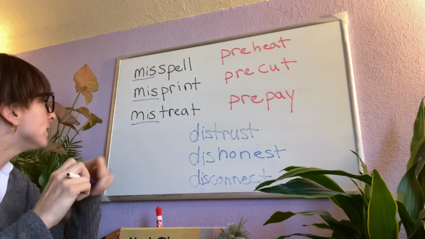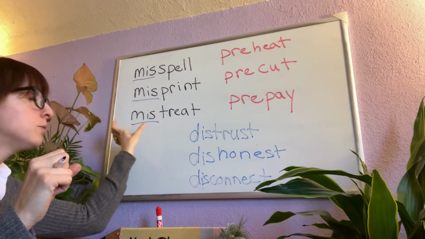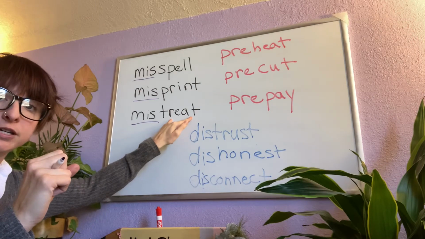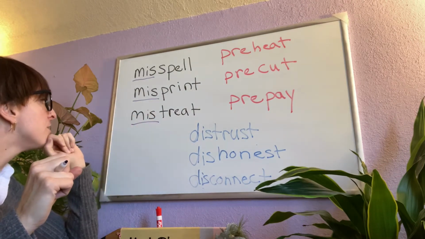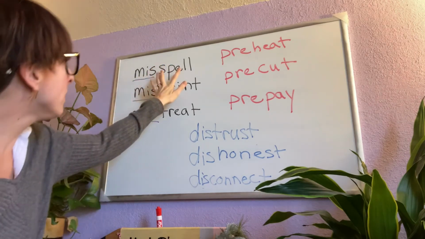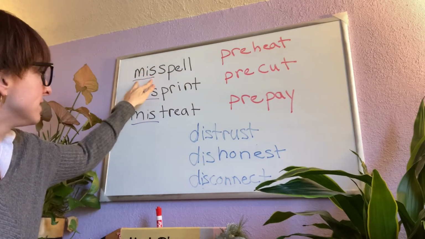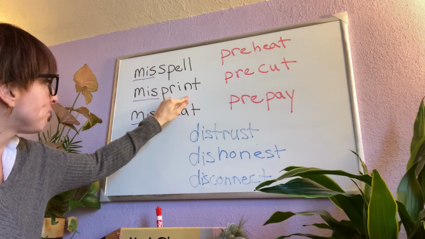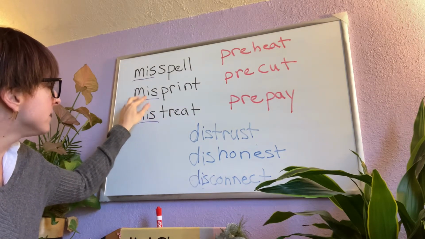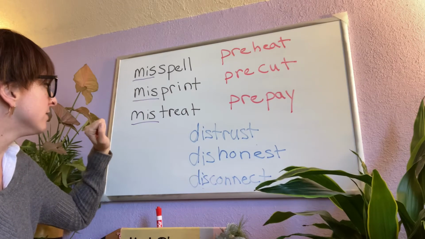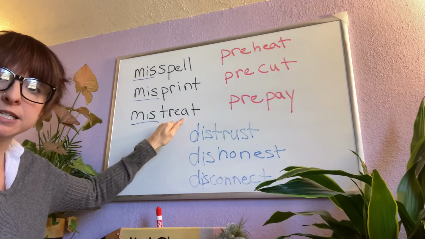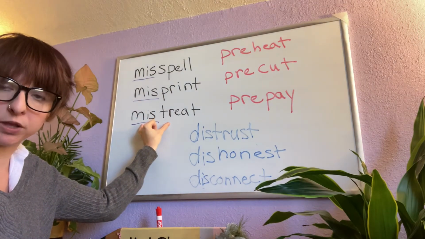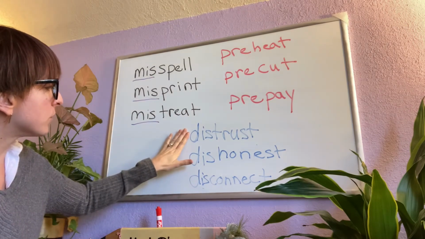Now these first 3 letters are a prefix. When you put this word part, this prefix, in front of a word, it changes the meaning of the word. If you have spell, but you put mis in front of it, it means to spell incorrectly. If you have print, and you put mis in front of it, it means to print something incorrectly. If you have the word treat, and you put mis in front of it, it means to treat something or someone poorly. Let's look at the blue words.